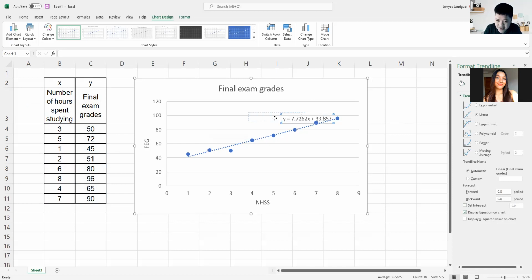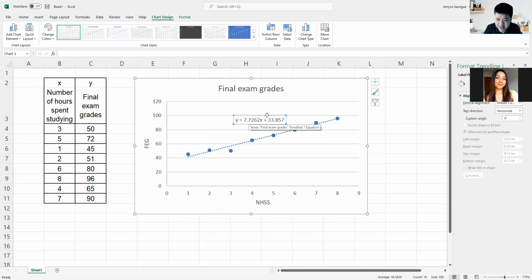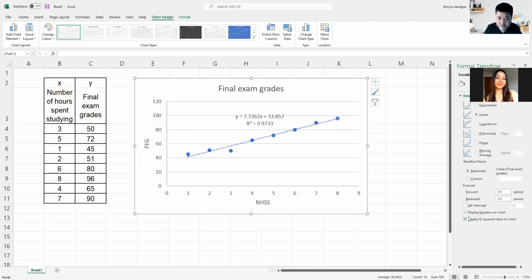Okay? So, familiar ba tong equation na to? Okay, this is the same regression model na ginawa natin kanina. Tapos, you can also display R squared. 0.9733. So this is, ano nga to? Coefficient of determination. Measure of adequacy. Okay, so that's actually hindi lang yan.